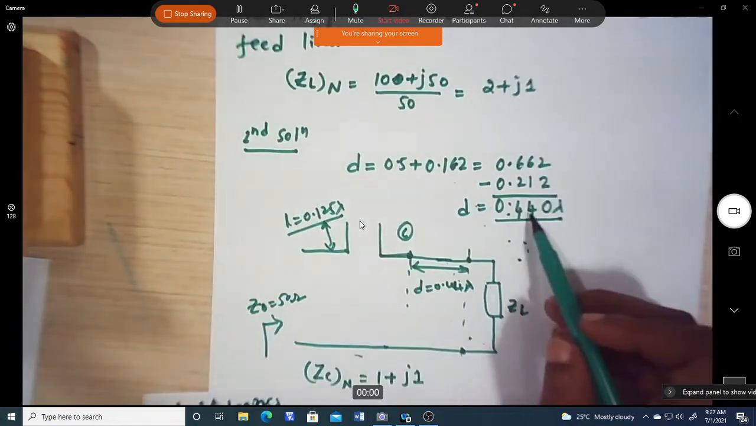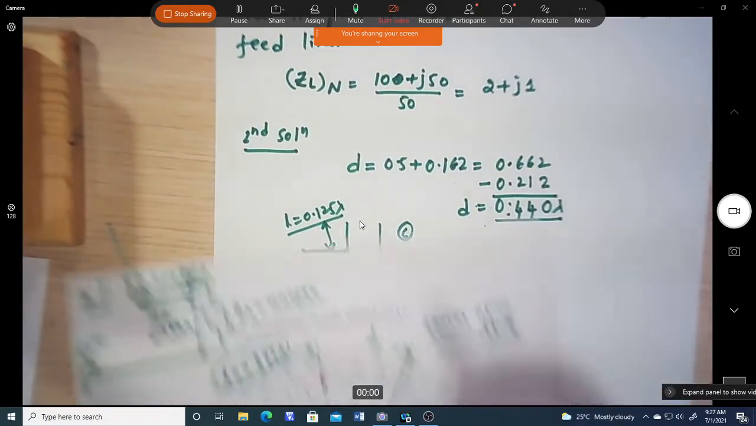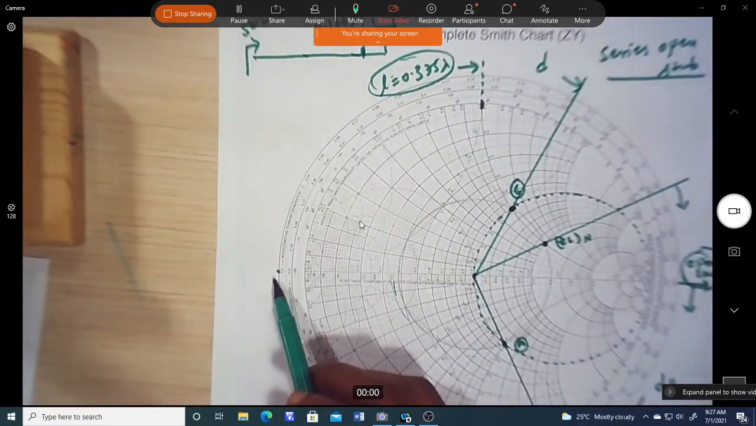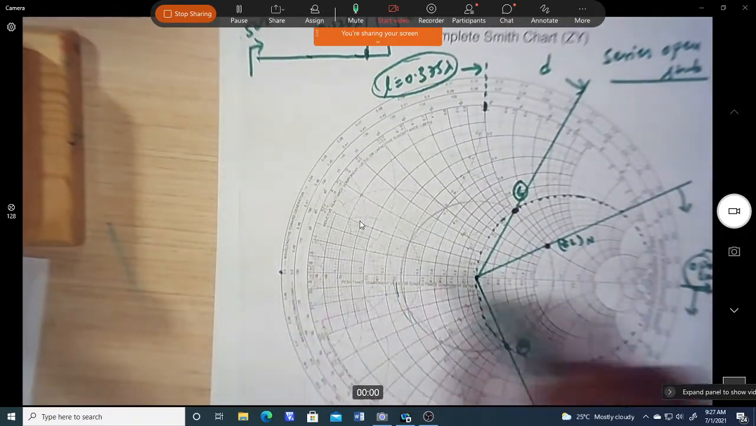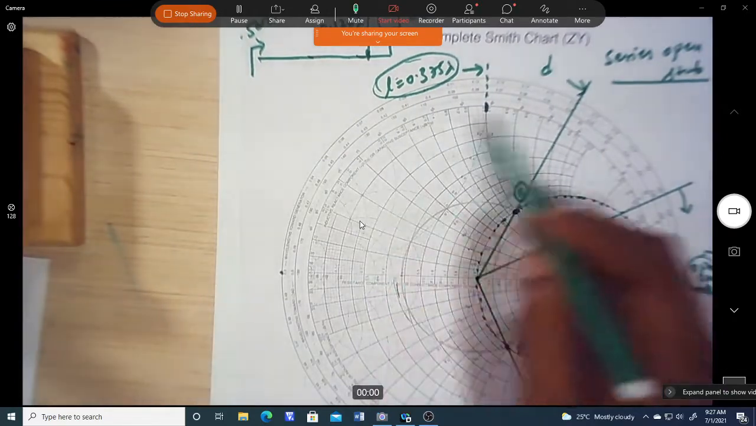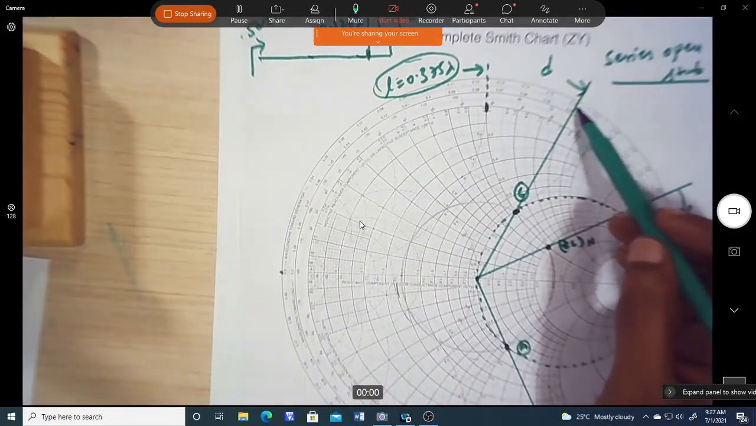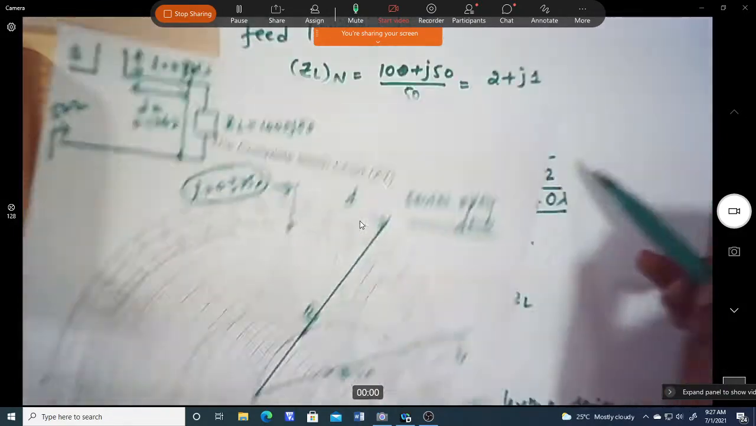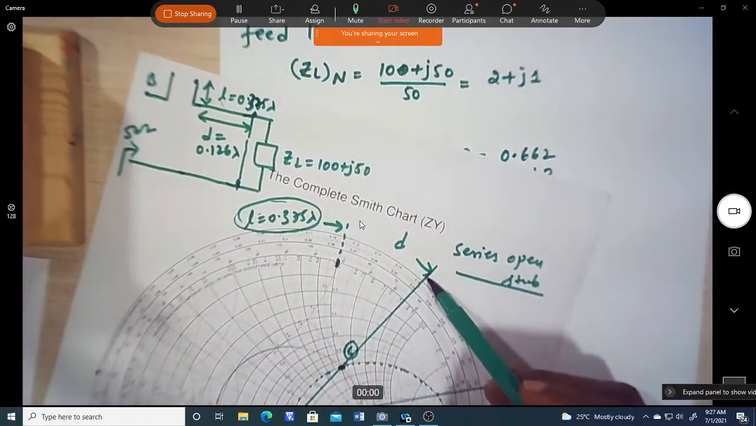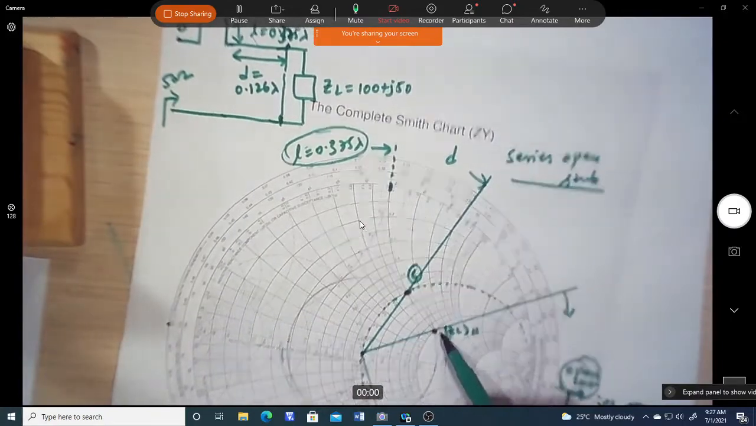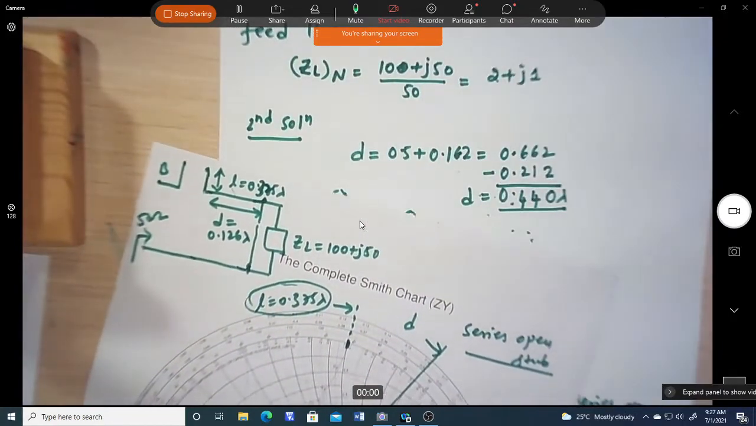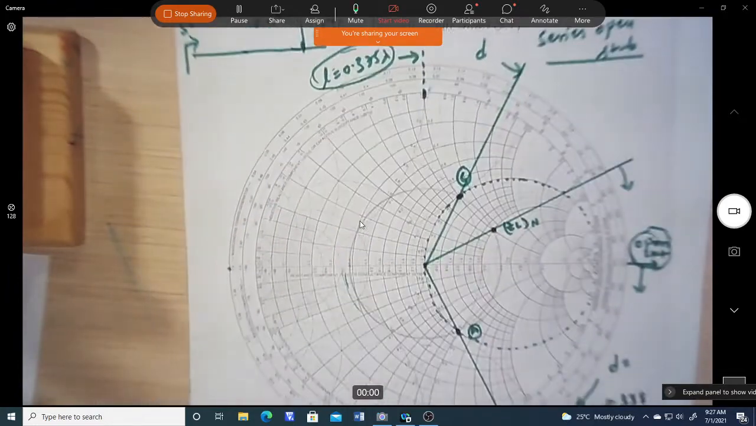That gives 0.44 lambda. Since we are moving from this point and it is giving 0 here, first we need to take from this point as 0.5, and again what is the value here, you can see 0.5 plus 0.162, so you add, and the total you are going to get is 0.662, that is the end point. Now the starting point is 0.221, subtract it, you are going to get the distance 0.44 lambda. So that is the distance.